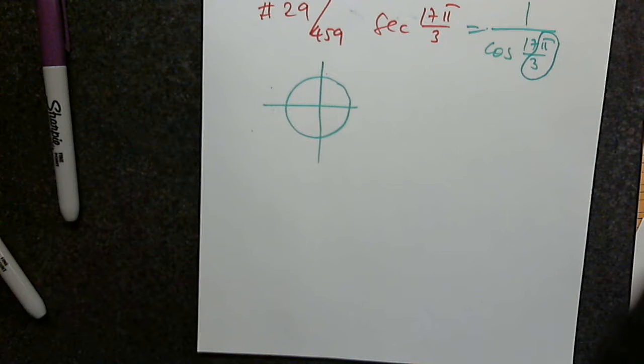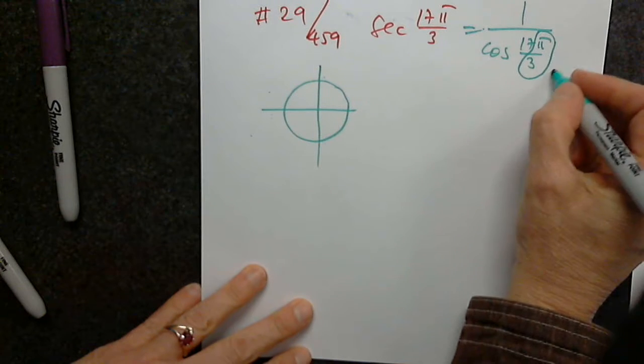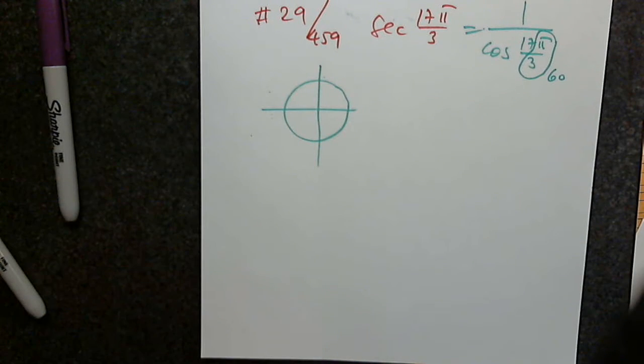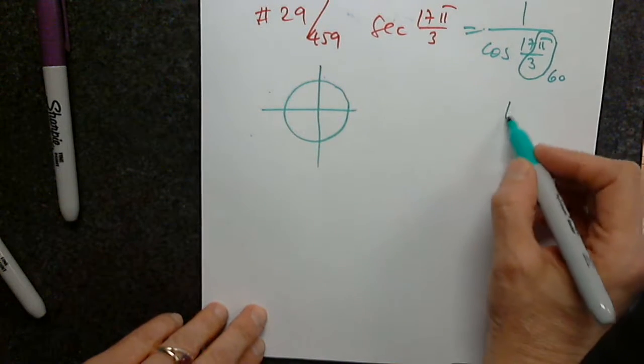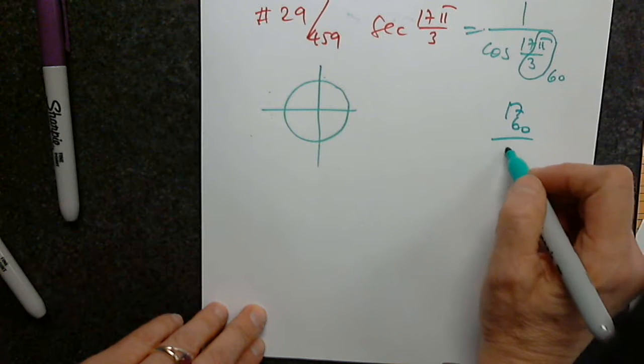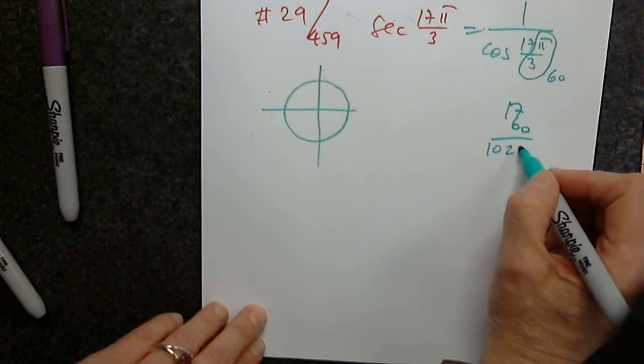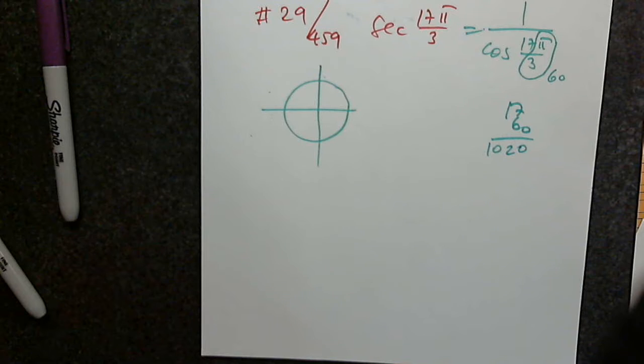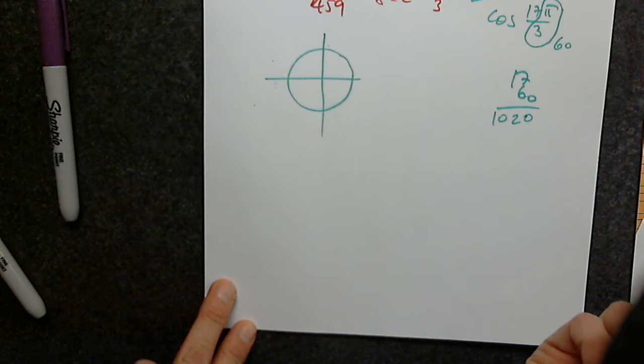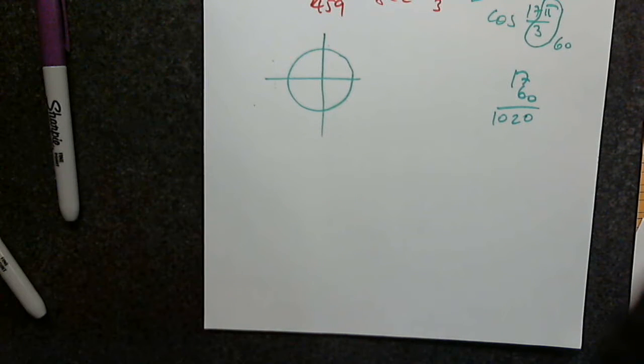Okay, so now I do know what this means, because if you tell me 17 pi over 3, I'll say, what? But once you say 17 pi over 3, and I know that this is 60 degrees, I will know exactly what it means. So 17 times 60 is 1020. And then I will divide it by 360 to find out how many complete rotations are in this.